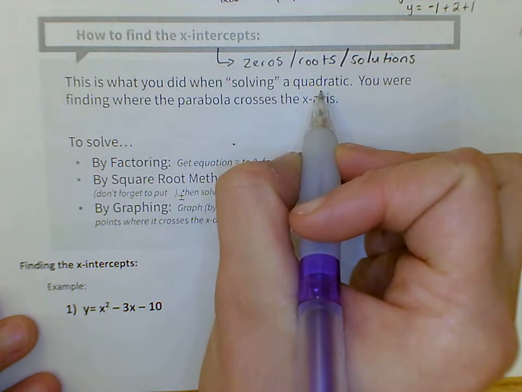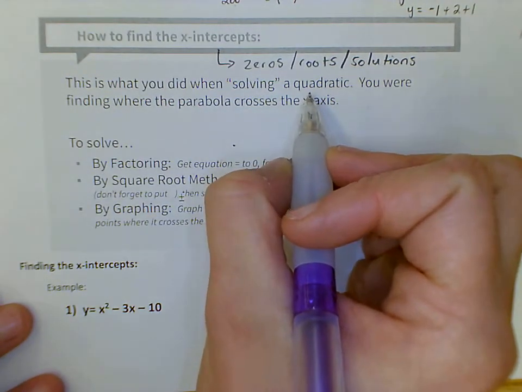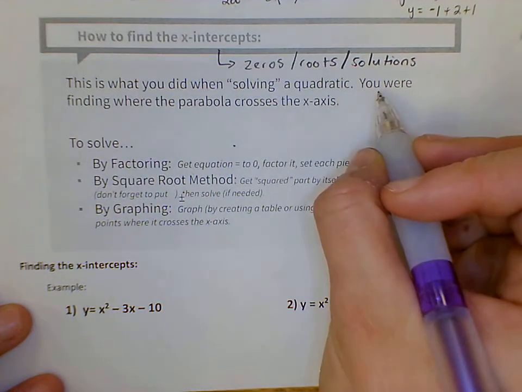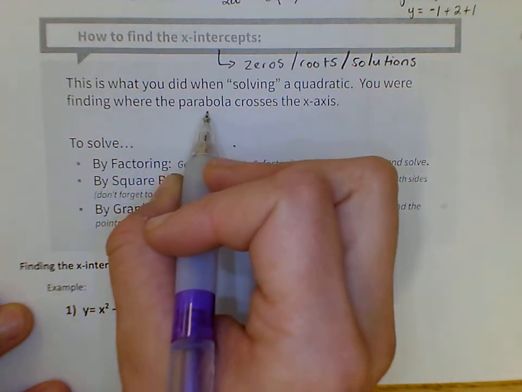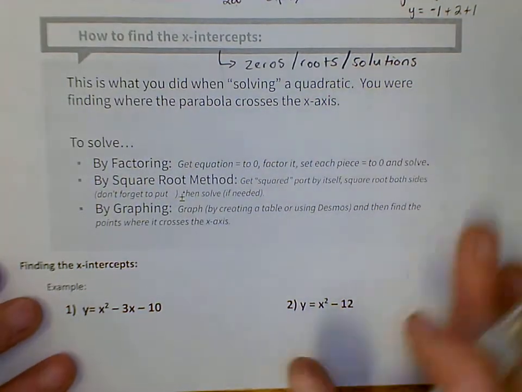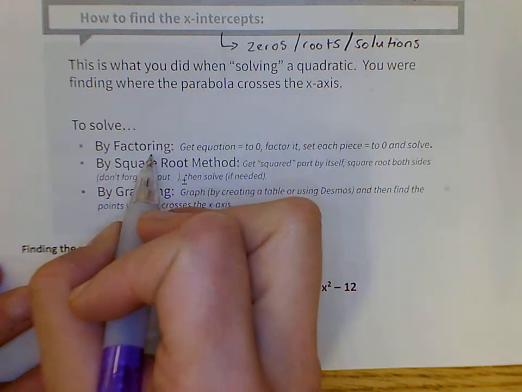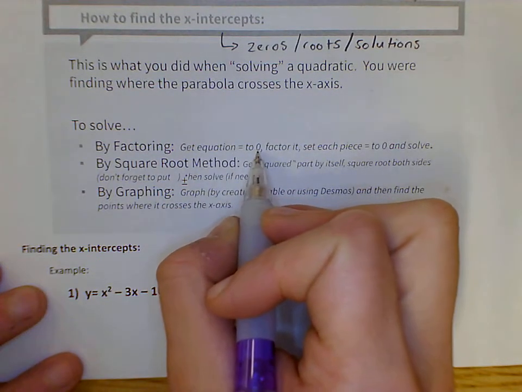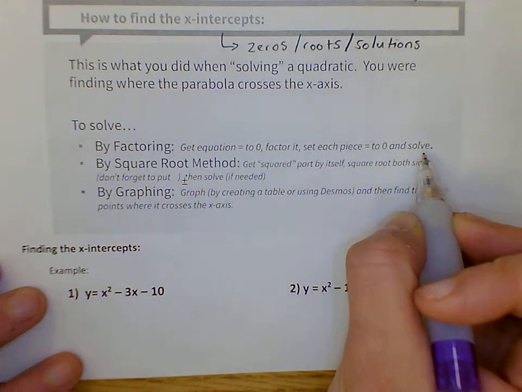But the way that we found the x-intercepts, this is what we did when we were solving a quadratic. So go back to your notes when we were talking about how to solve quadratics, okay? But one way that you could think about it is you're actually finding where that parabola, where that U shape crosses the x-axis, okay? And so there were 3 different ways that we talked about how to find them. You could solve it by factoring, which is where you get it equal to 0, then you factor it, and then you set each piece equal to 0 and solve.